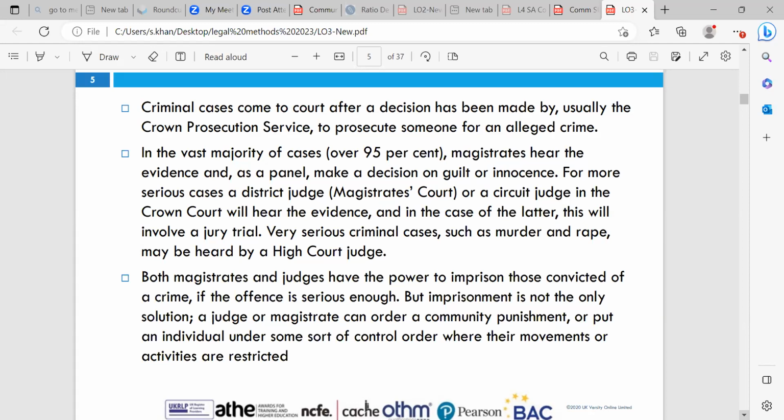Both magistrates and judges have the power to imprison those convicted of a crime. If the offence is serious enough, but imprisonment is not the only solution, a judge or magistrate can order a community punishment or put an individual under some sort of control where their movements or activities are restricted.